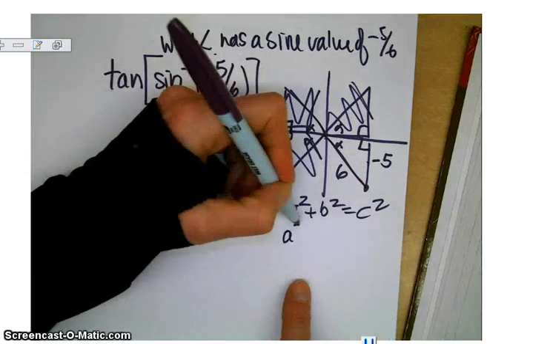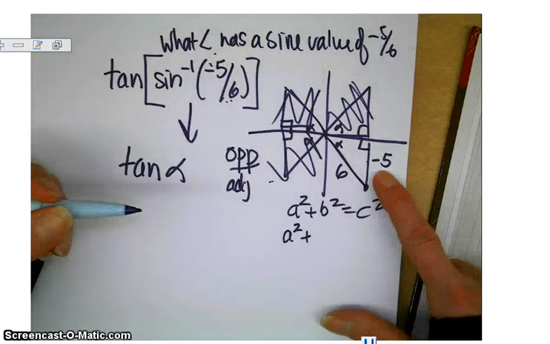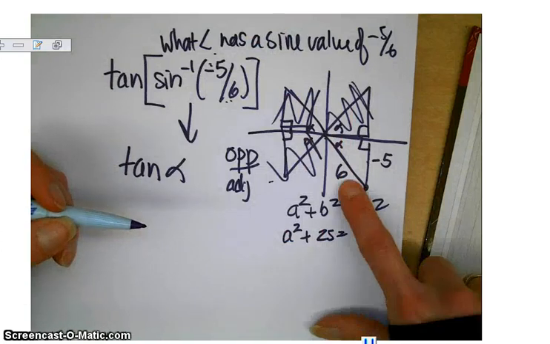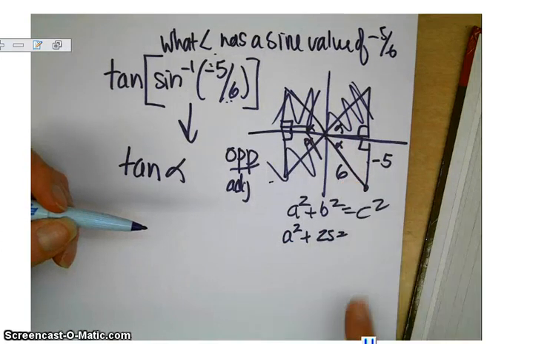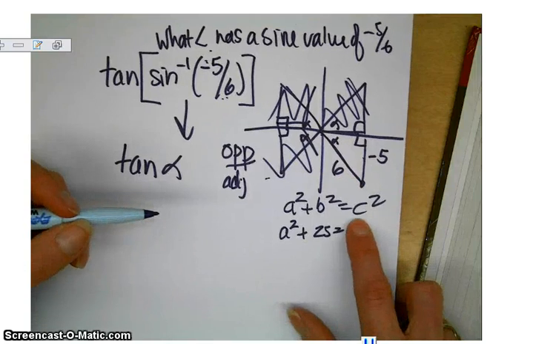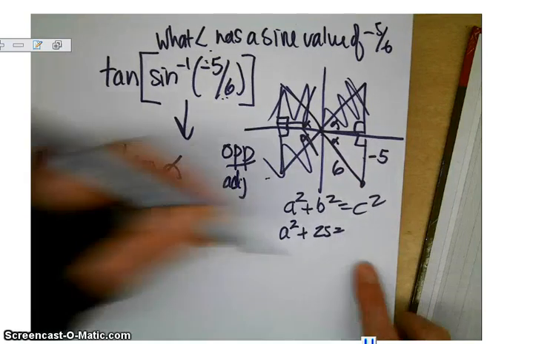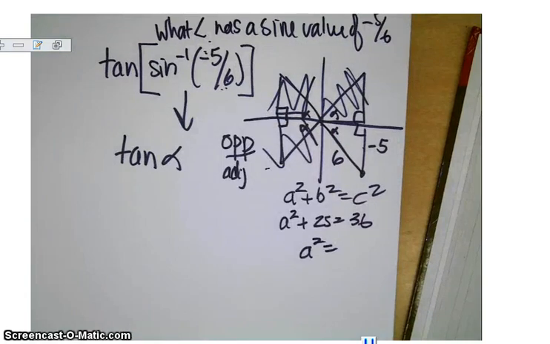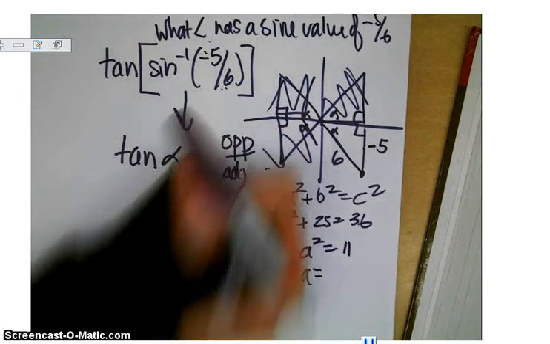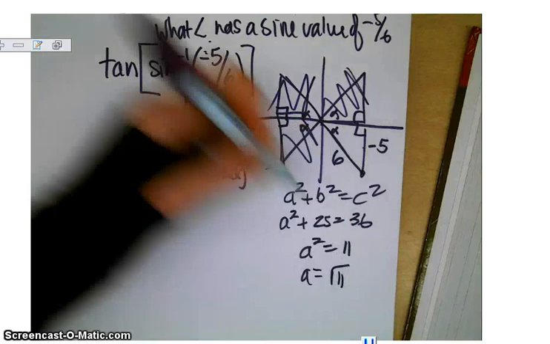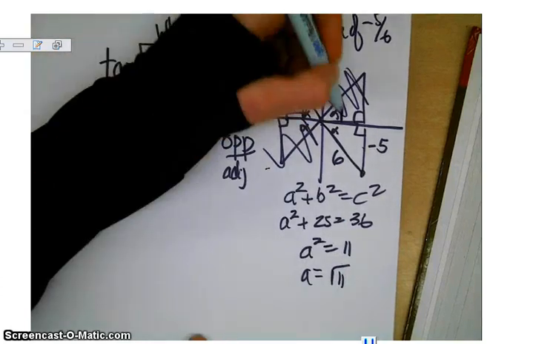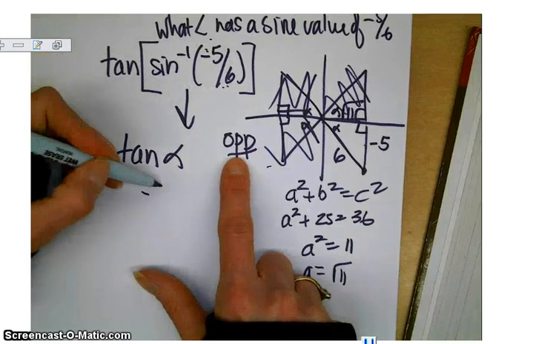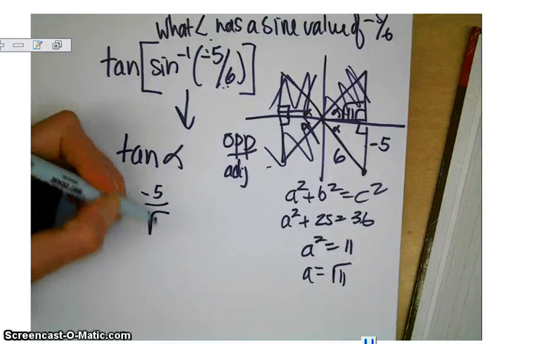So let's see, that'll be a squared I'm looking for plus what's negative 5 squared? 25 equals what? Okay, what's c in the problem? And what's 6 squared? 36. So now, get a squared by itself. What does a squared equal? 11. And so a is square root of 11. So the adjacent side is square root of 11. So what is the tangent of alpha? What's my final answer? Negative 5 over square root of 11.